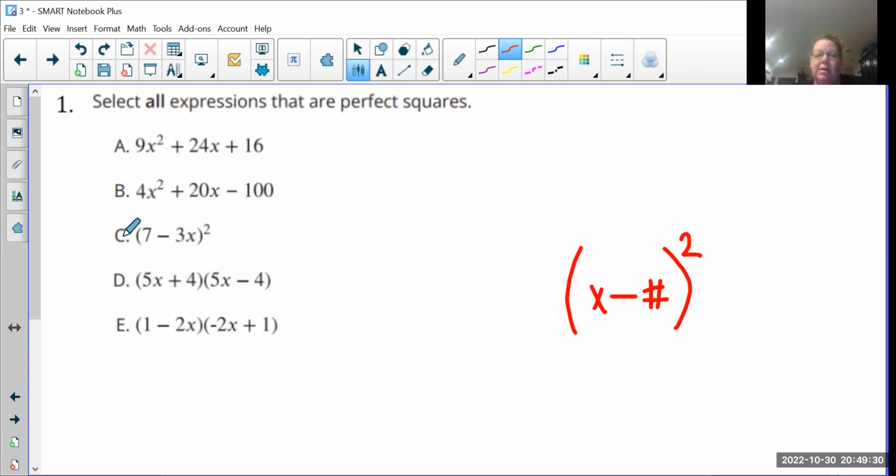So if we look over here, C is the one that's exactly the same. This is exactly what we're looking for. It's the exact same number twice. So that is representing 7 minus 3x getting multiplied by itself. So this is what it's representing.